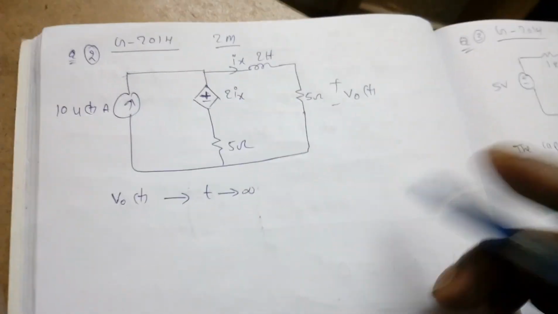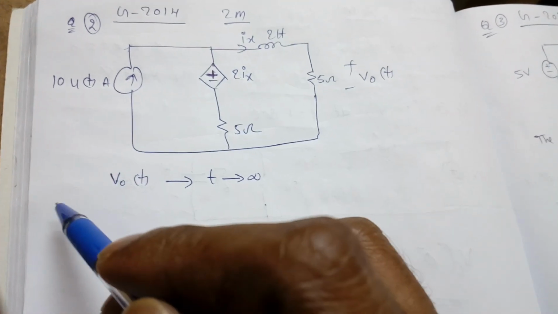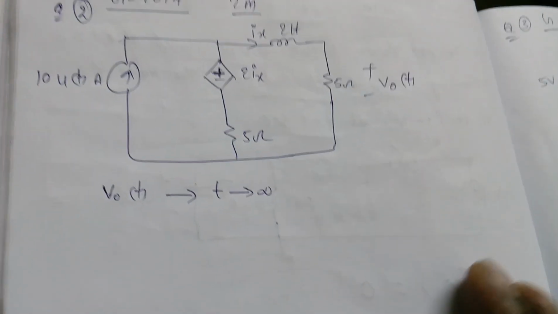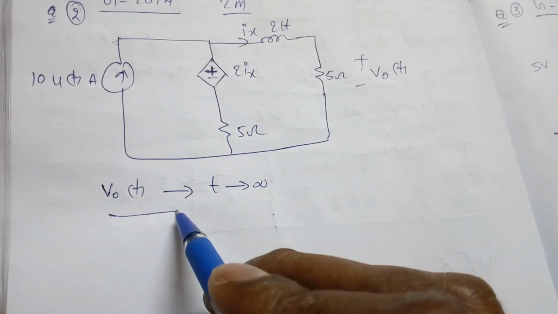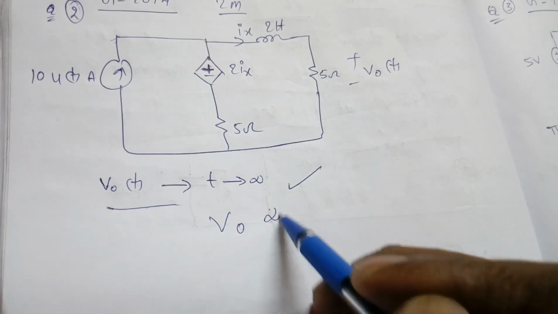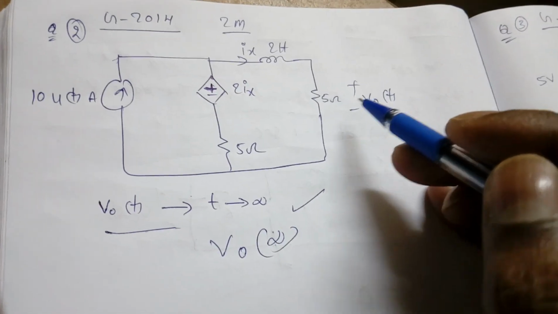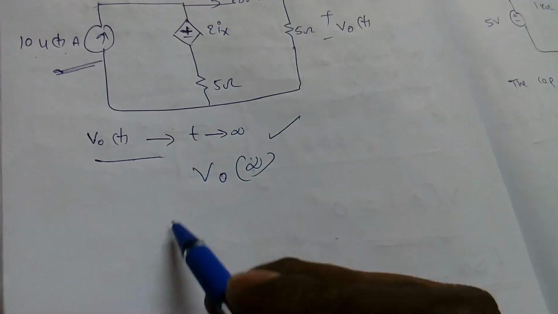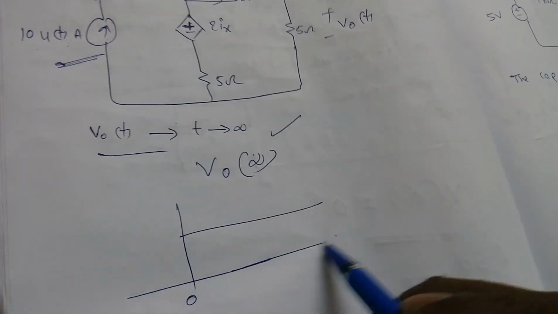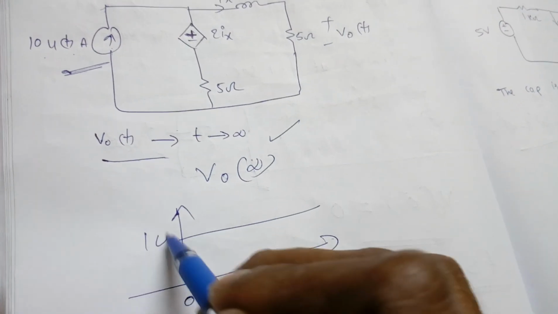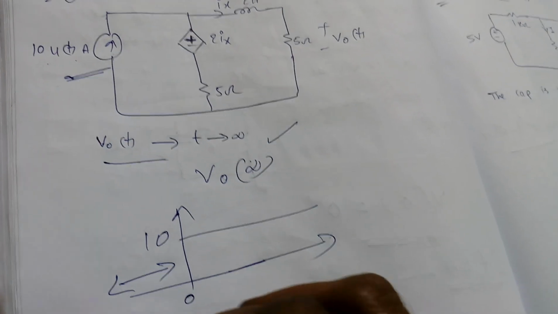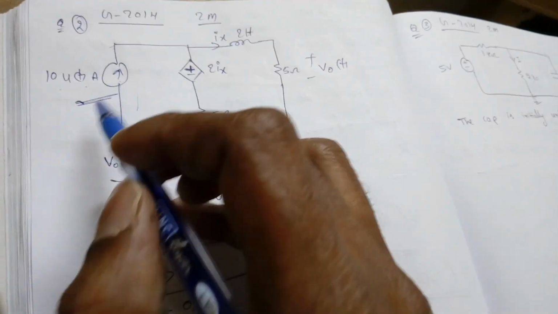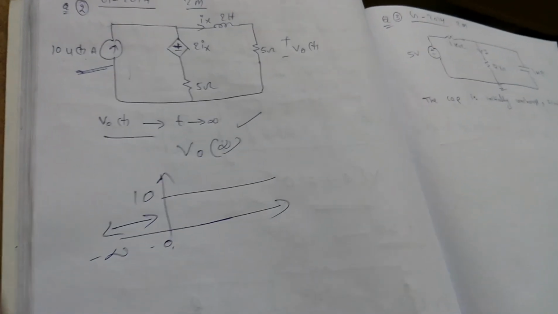Second question, it is GATE 2014 again for 2 marks. He didn't mention anything about these switches, but we can easily get it. We need to find V naught of t as t tends to infinity, or V naught of infinity. Where is V naught? Here. Now this is a current source, 10 into u of t. We know that 10 into u of t is 0 for t less than 0, and for t greater than 0 the value is 10. That means from t equal to minus infinity to 0, the switch will be open, source free. The moment t equal to 0, we apply this current. That is the meaning, but we don't require all this concept.